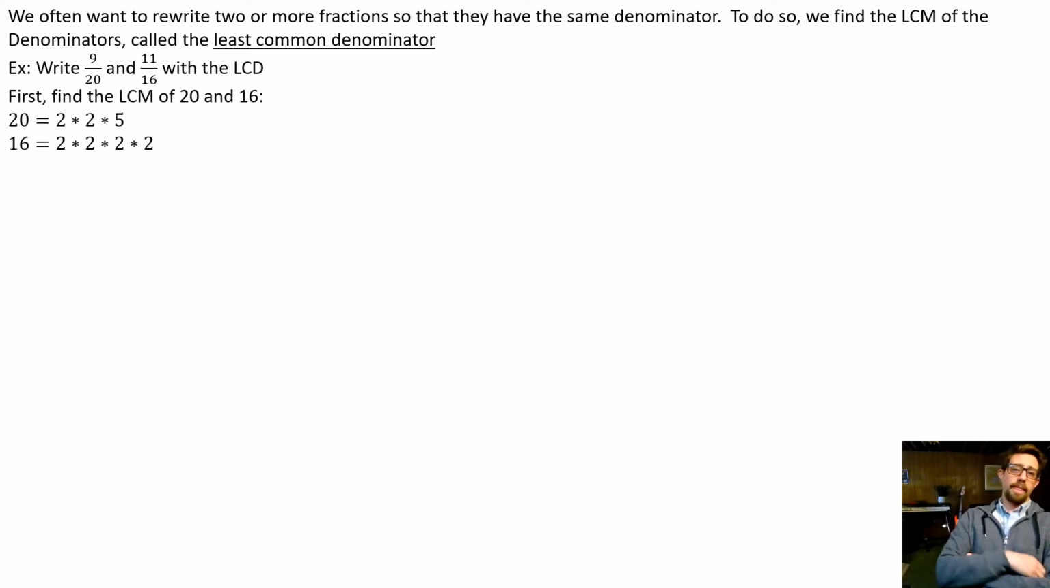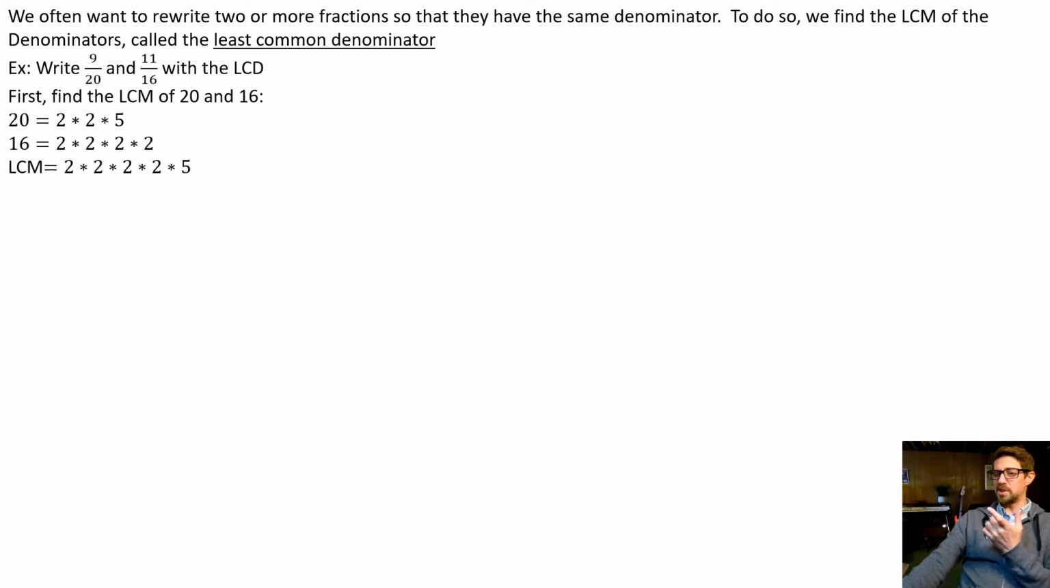Okay, so really the two factors we have in common now are 2 2's. So they each have two factors of 2. So those are our common factors. And then the leftover factors are the 2 and the 2 from 16 and the 5. So we don't need 6 2's. We only need 4 2's.